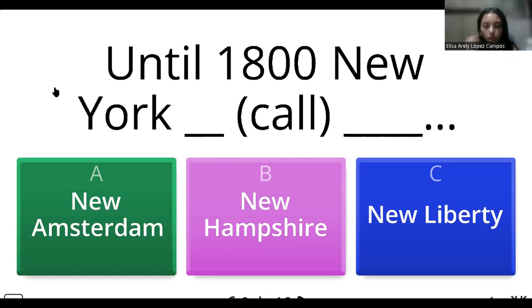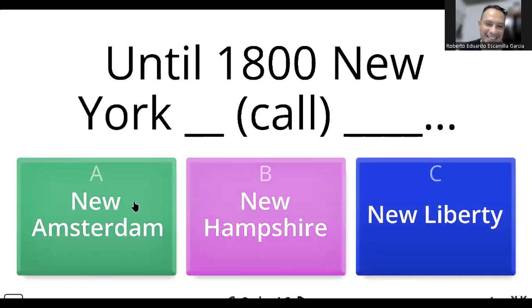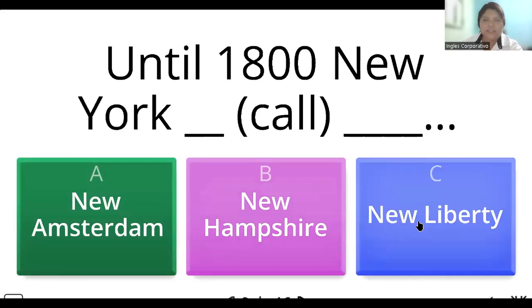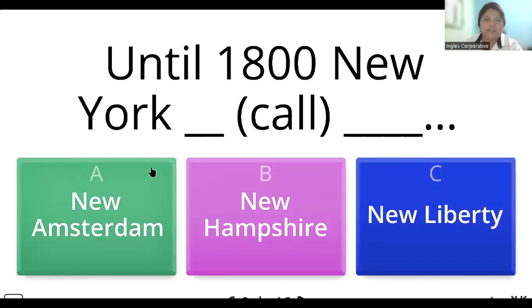Until letter A. New Amsterdam. Oh, okay. I'm sorry. New Liberty. Okay. New York. Where is the Statue of Liberty? So what do you think? Until 1800s, New York was called New Amsterdam. Have you been to New York? Letter A. Not really. But we letter C. But I wish. Yeah, I wish you really did. A or C? Letter A. New Amsterdam. Okay, interesting.